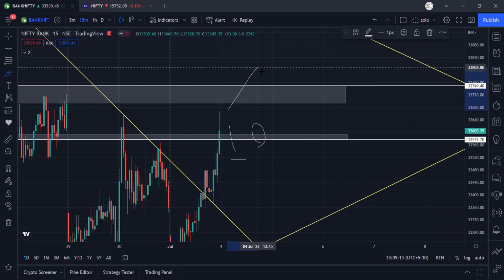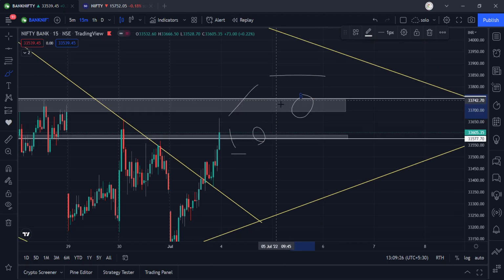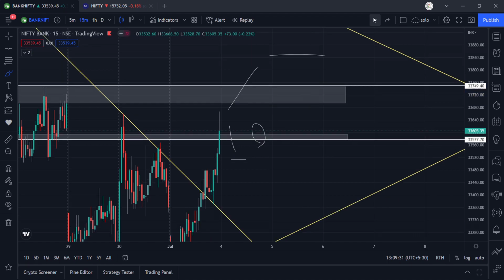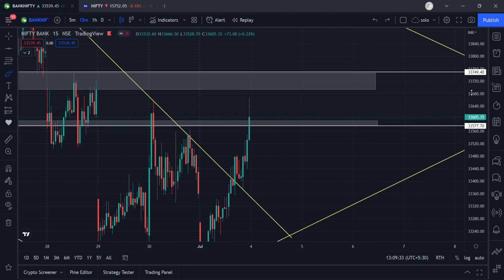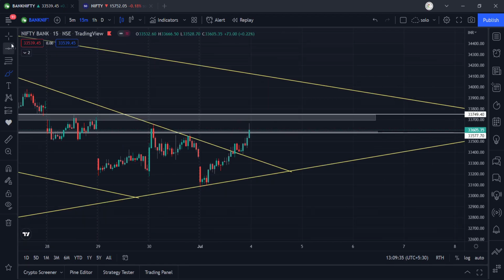As well, if the market breaks over here from down to up with 33,749 or opens above this 33,749, then your entry should be on this zone itself, 33,749, for your bullish entry. So this is point number 2, our entries. And let me give you the targets for this.